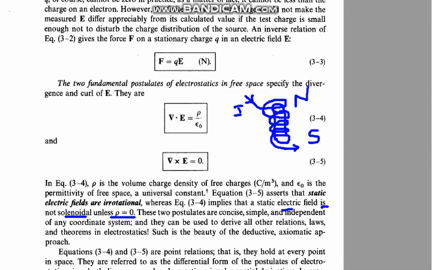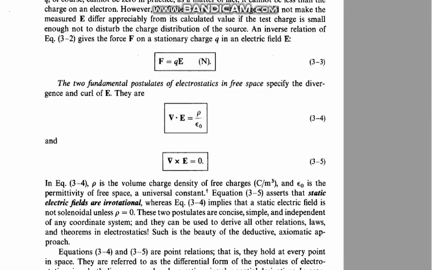So if the volume charge density of free charges is 0, a static electric field is not solenoidal unless rho is equal to 0. That means if rho is equal to 0, then it will be solenoidal. If rho has some value, it will not be solenoidal. These two postulates are concise, simple, and independent of any coordinate system.